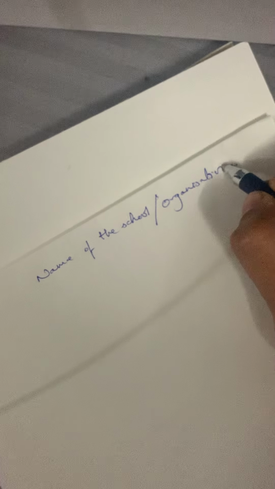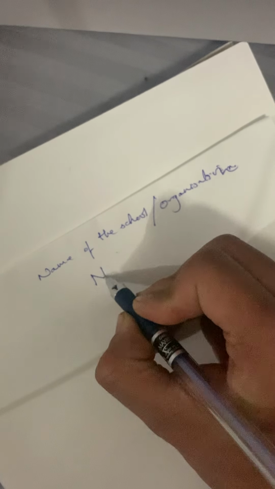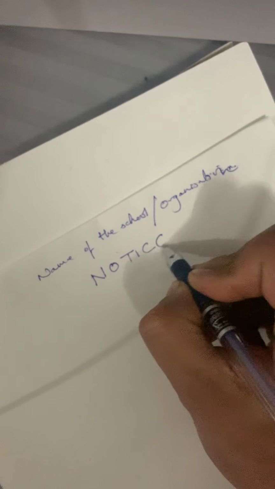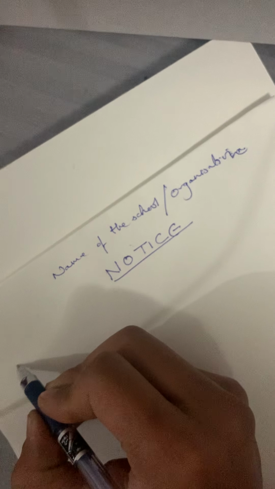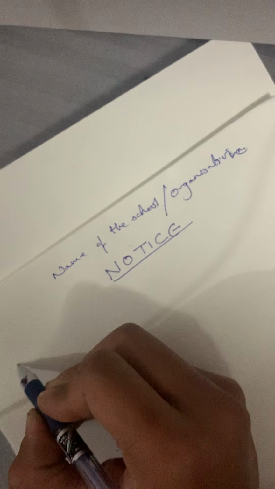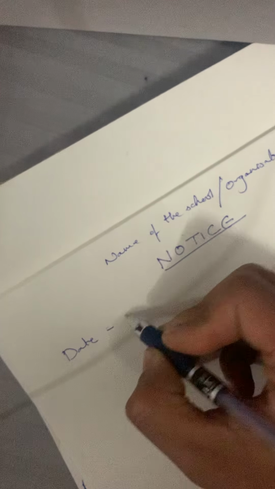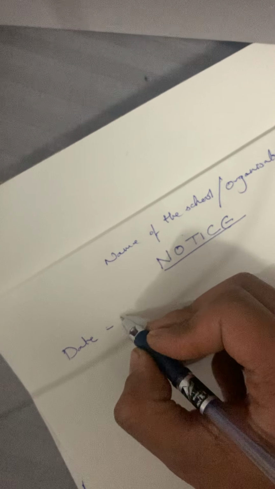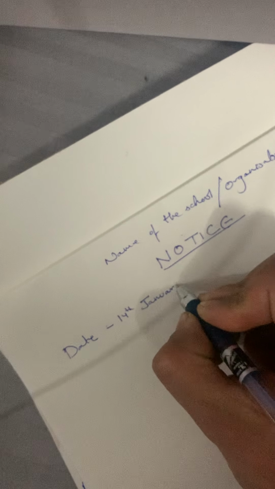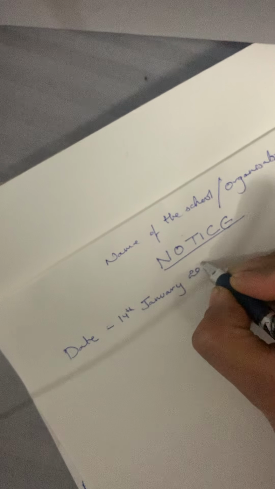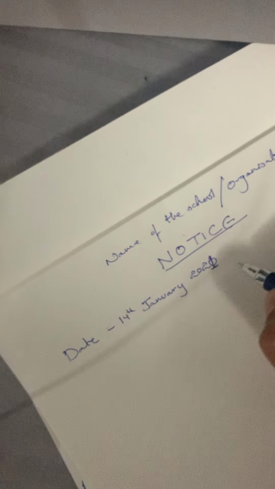Then come to the next line, and in capital letters write the word NOTICE. Then you mention the date on a new line. All right, so let's see. It's today's date. Today is the 14th of January 2021. Sorry, I'm still a year behind you guys.